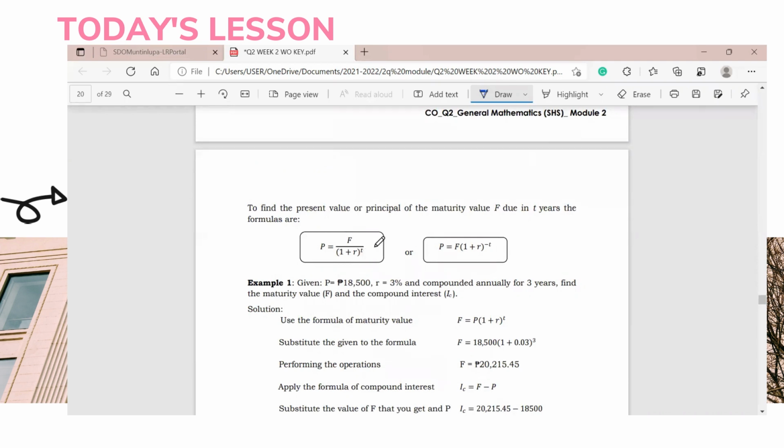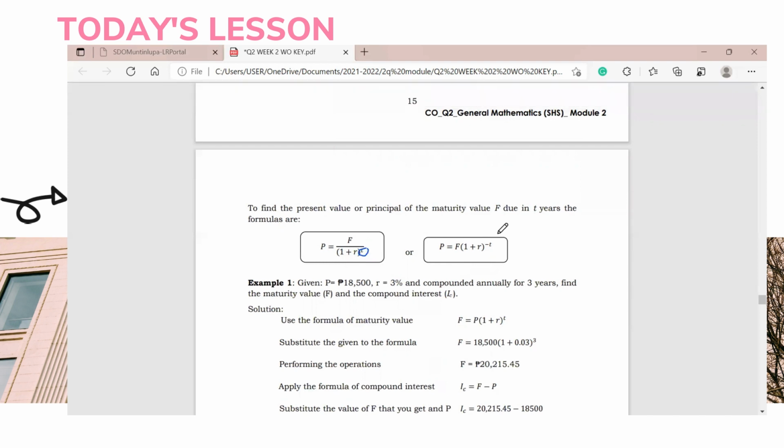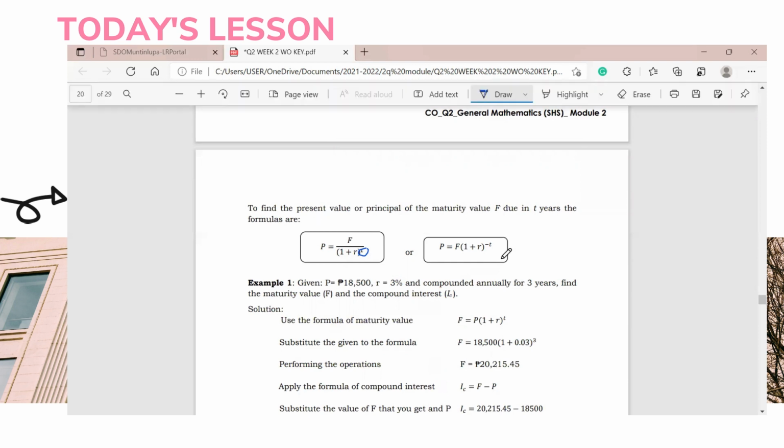Or, we can put the 1 plus R raised to T in the numerator. By the negative exponent rule, when you move a factor from the denominator to the numerator, the sign of the exponent is reversed. So, from positive, since it moved up to the numerator, it is now negative T. It doesn't affect the final answer even if the formula looks like that.